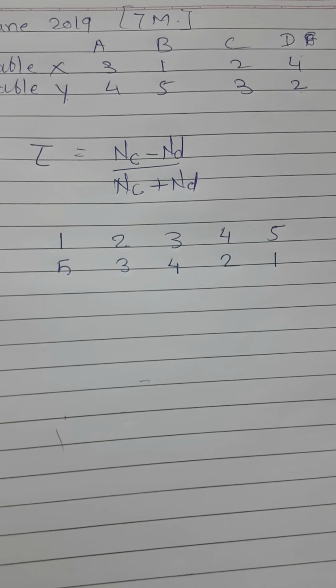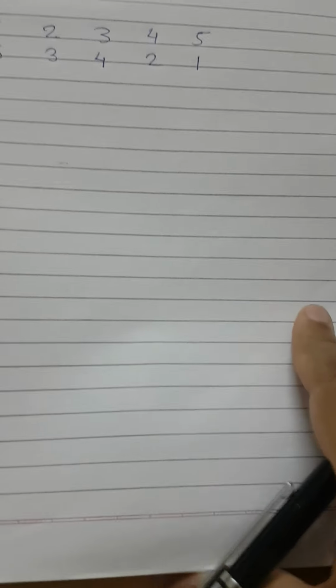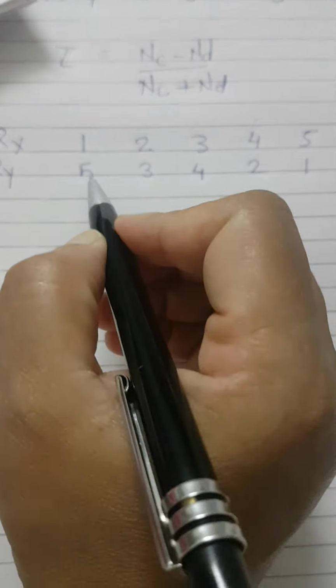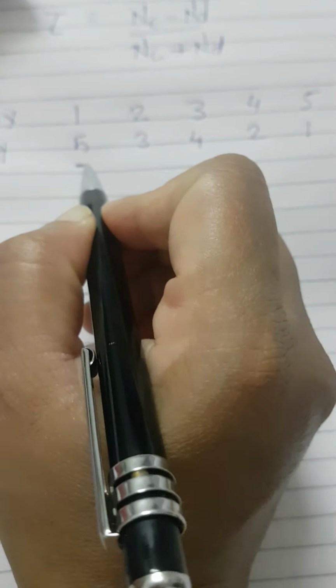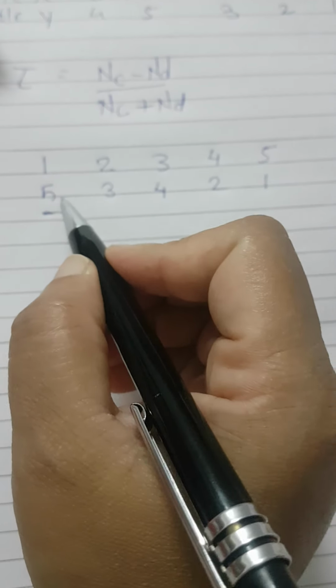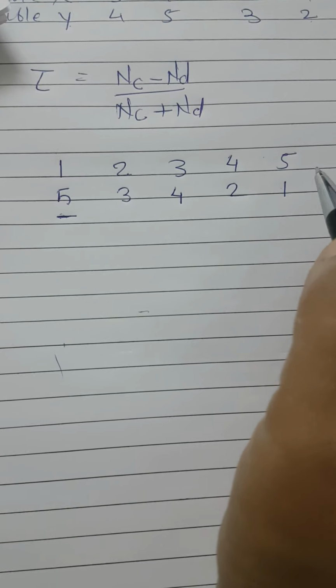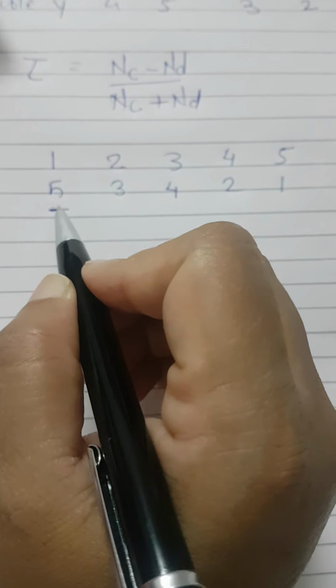Now the very important part starts over here, that we have to give the concordant and discordant numbers. For that, now be careful what I am doing. Just look carefully. Leave this 5. Don't touch this 5. Now this numbers 3, 4, 2 and 1: if the number is greater than 5, put C, and if the number is less than 5, then put D.